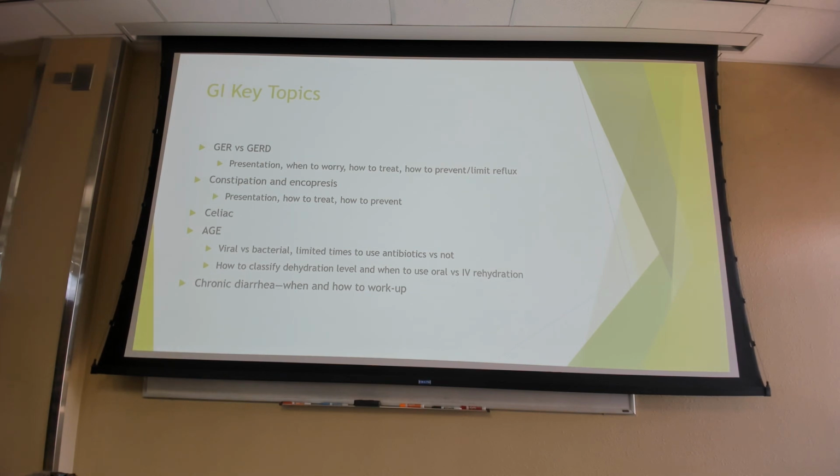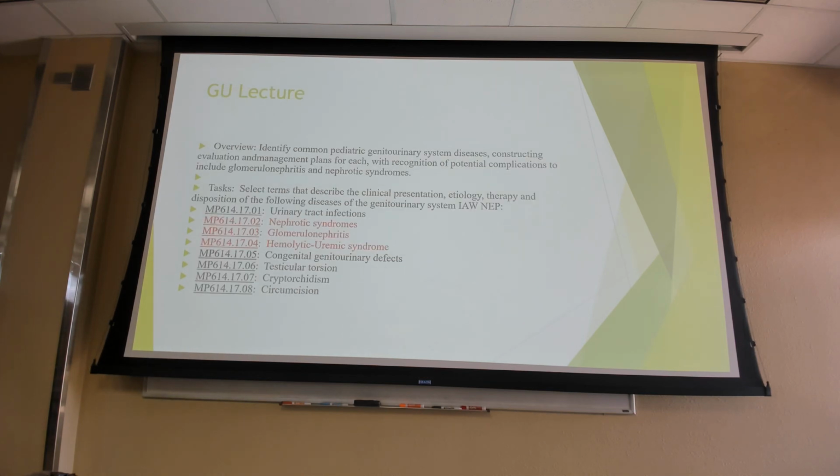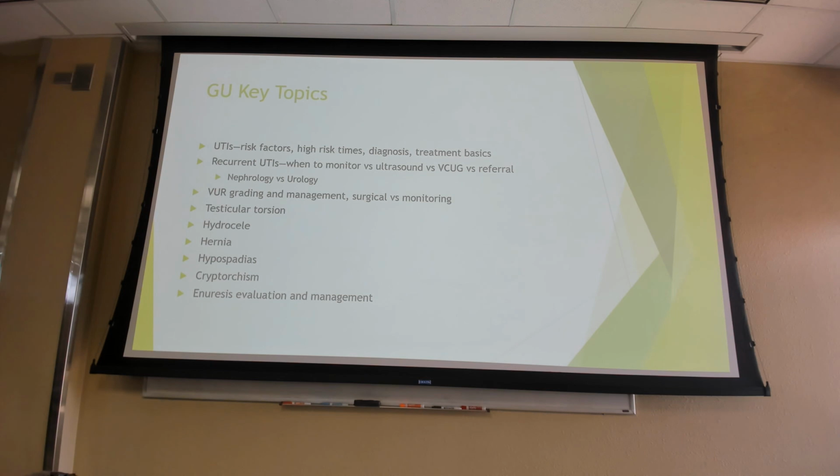Who is at risk for celiac? We talked about this with like trisomy 21. Who's at risk? How are they going to present? It's going to look different than the adult who has some kind of diffuse GI pain. And then what are those differences with different types of dehydration and rehydration for kids? And then what does that chronic diarrhea look like?